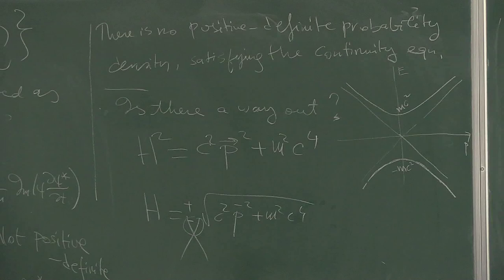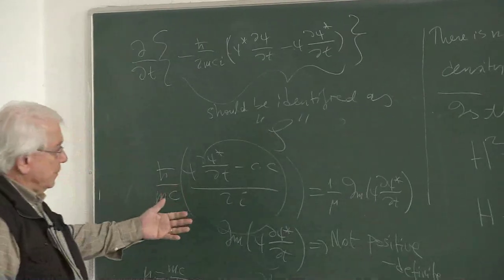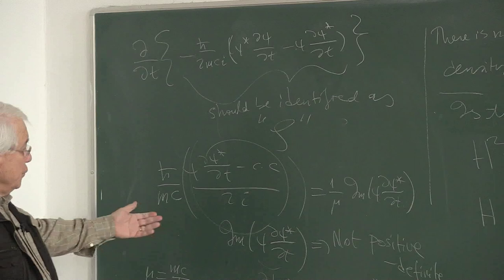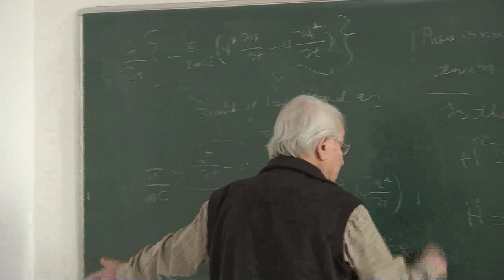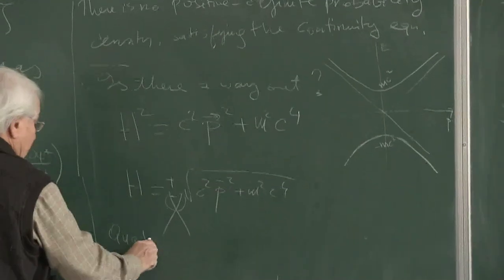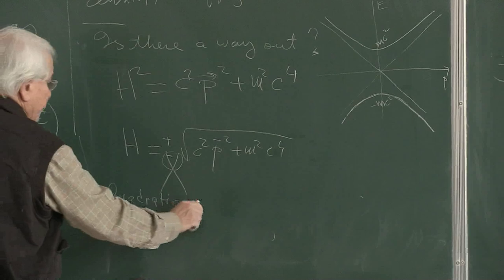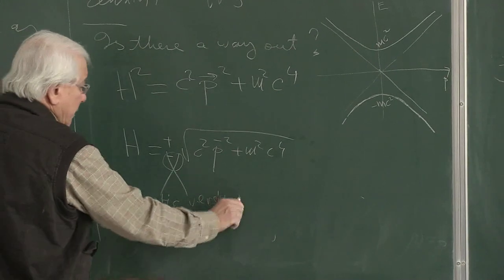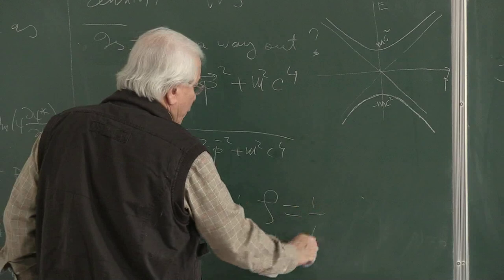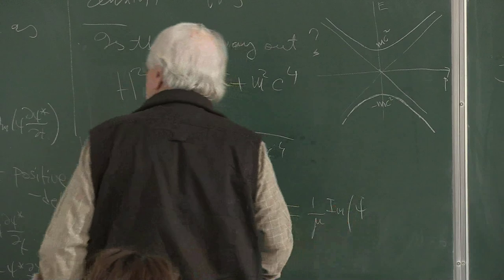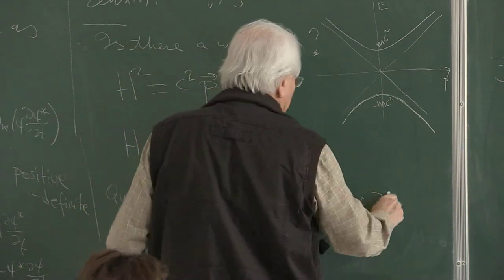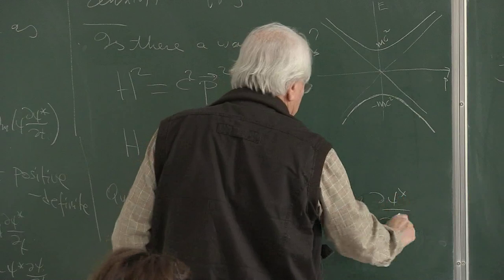And you say, why do you think so? Well, the reason why I think so is the following. Look at this equation, the continuity equation. The continuity equation forces you to identify this as the rho. Remember, in the quadratic version, we had rho equals 1 over mu imaginary part of psi del star, the psi star dt.